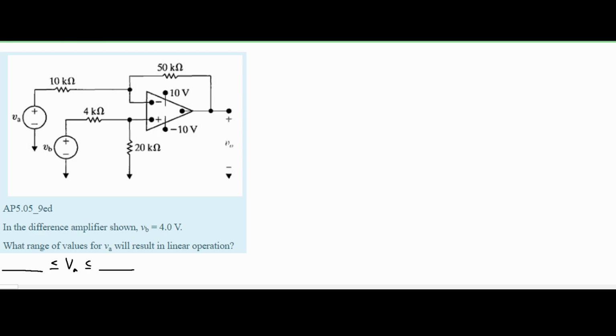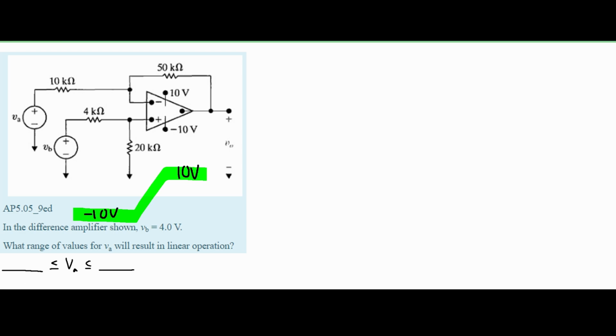For linear operation, when we look at our op amp, it goes from our lowest point, which is negative 10 volts, linearly up to the highest point, which is 10 volts for this example. We're getting the negative 10 volts from here and the 10 volts from here.